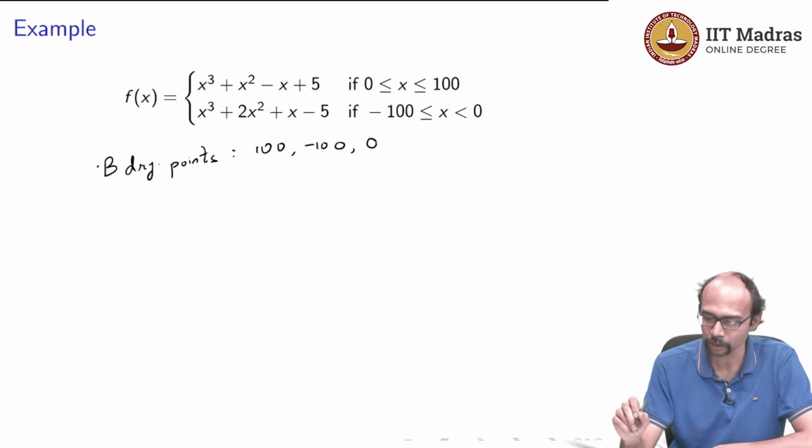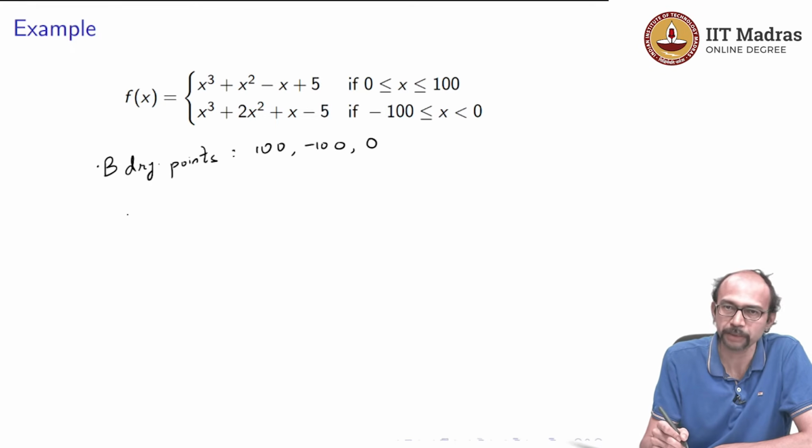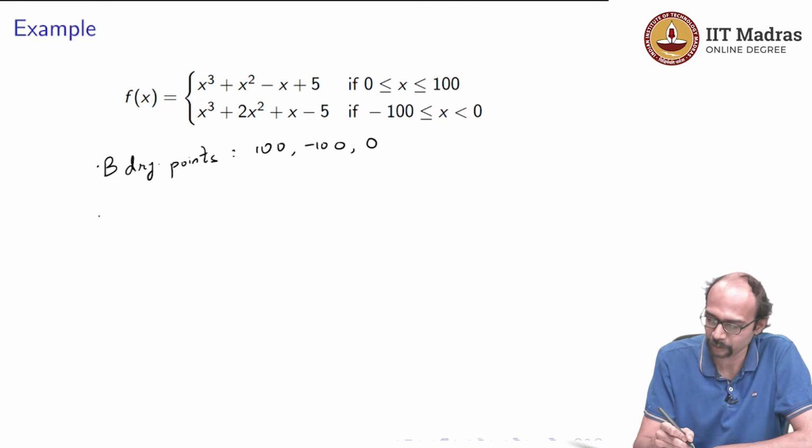So, here we include 0 as the boundary point, and then let us compute the critical points on each piece. Remember that when we are computing critical points, say for the first piece, x cubed plus x squared minus x plus 5 between 0 and 100, this is within the open interval 0 to 100. When we differentiate and set the derivative to 0, we may get several critical points which are not inside this open interval. We only take those inside the open interval 0 to 100, not even the boundary points. Okay.